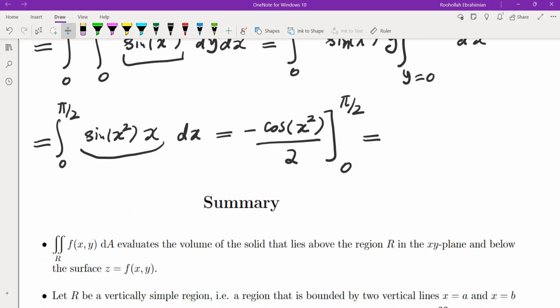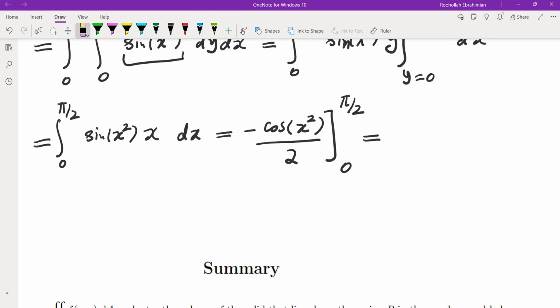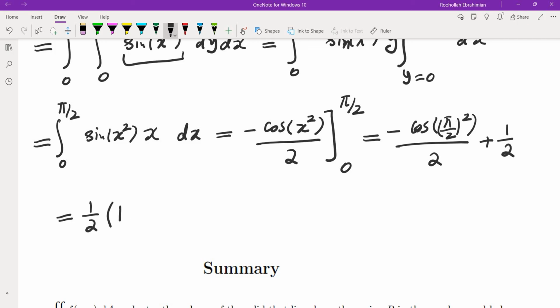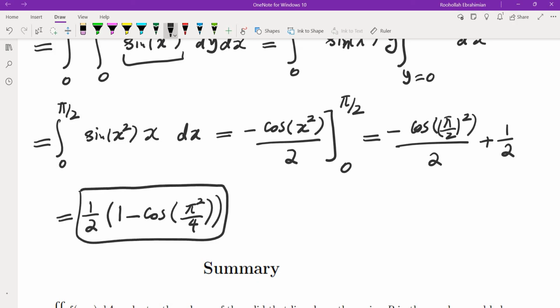Next, we're going to plug in the endpoints. If you plug in pi over 2, we get negative cosine of pi over 2 squared divided by 2. And then plus, we're going to plug in 0 here. We get plus 1/2, because cosine of 0 is 1, divided by 2, so that's 1/2. So the answer to this would be 1/2 times 1 minus cosine of pi squared over 4. So that is our answer to this problem.